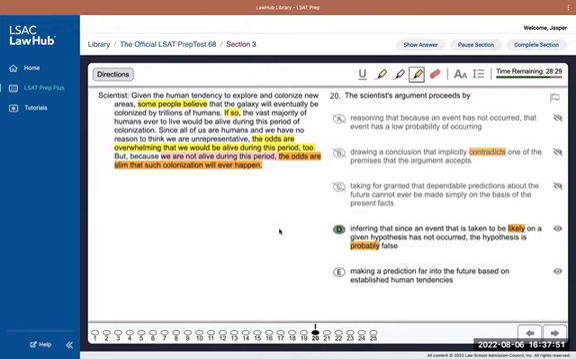E, making a prediction far into the future based on established human tendencies. So again, they're not really basing it on just human nature and what humans are like. They're rejecting this hypothesis because the current situation doesn't match what we would expect based on that hypothesis. Right.